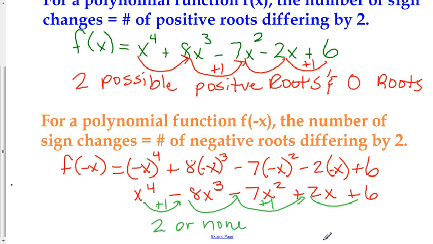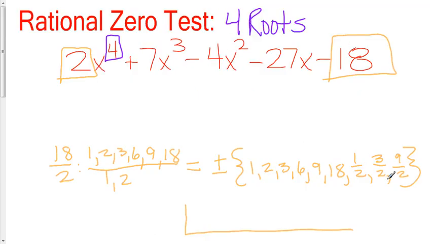Now how does that help you when you're trying to figure out all of what the roots are? Well, if you have all of these and you know that there are no positives, then you can get rid of them. You don't have to try 2 out here, or 1, or 9 halves, because it tells us we don't have any.